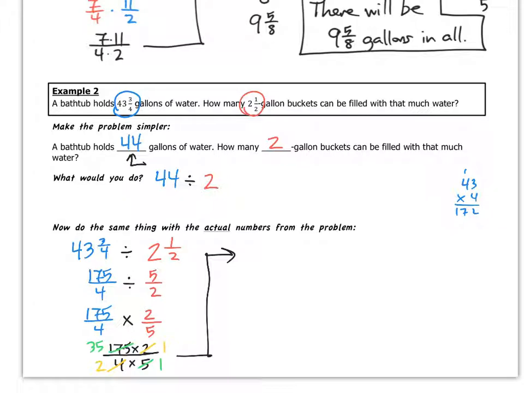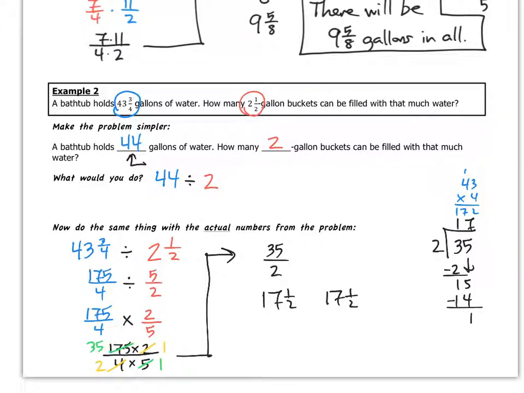So now I have 35 times 1, which is 35, over 2 times 1, which is 2. And so to make this a mixed number, I need to divide by 2. And I get 17 with a remainder of 1, so that's 17 and 1/2. So let's put that answer in a sentence with labels. We could say that 17 and 1/2 buckets can be filled.